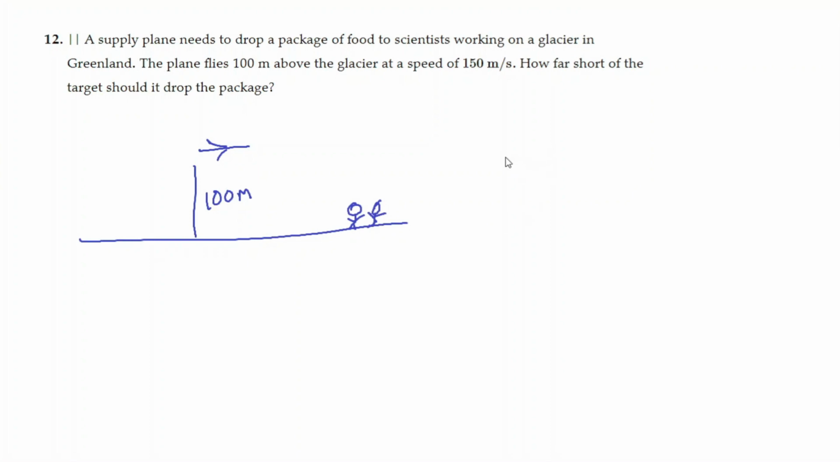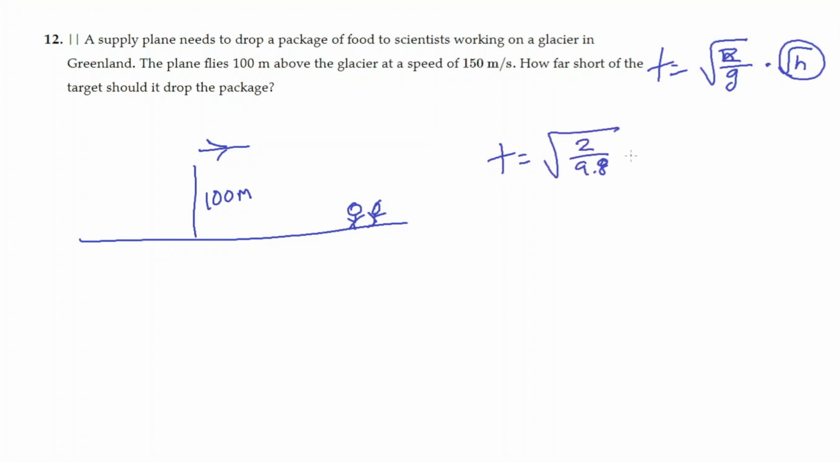So that diagram was obviously not necessary, but we want to use the free fall equation here, which is again t equals square root of 2 over g times square root of h. Because we know h here and we know g, we want to find out t first, and then we'll use another equation. So let's plug in everything for the free fall equation. We're going to have t equals square root of 2 over 9.8 times square root of 100, because it would be falling 100 meters.